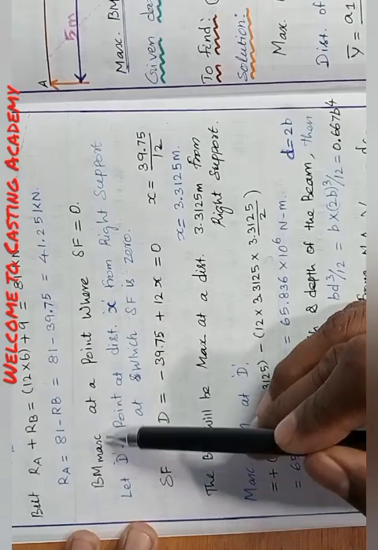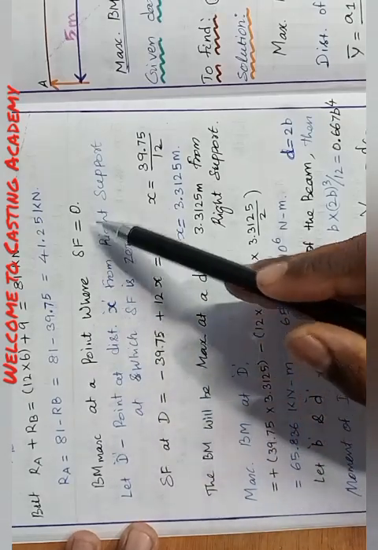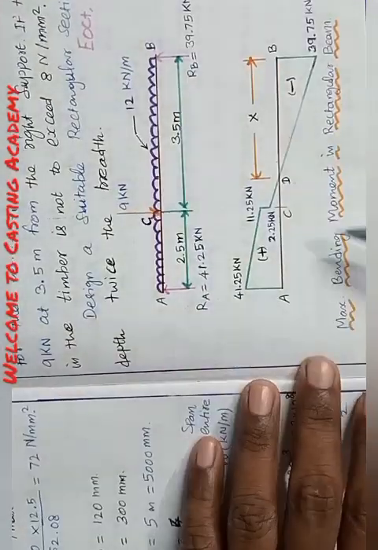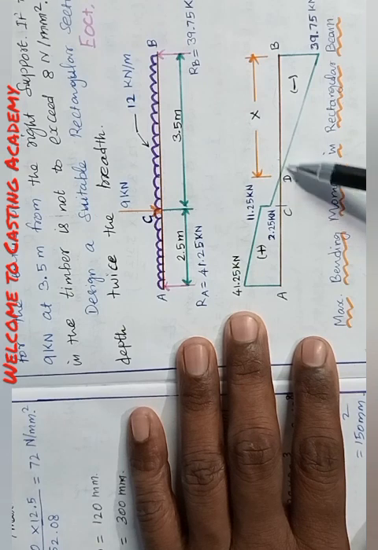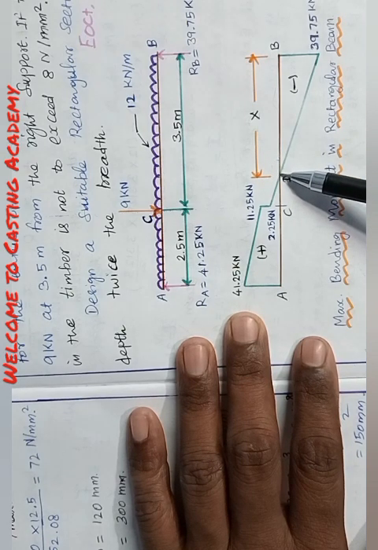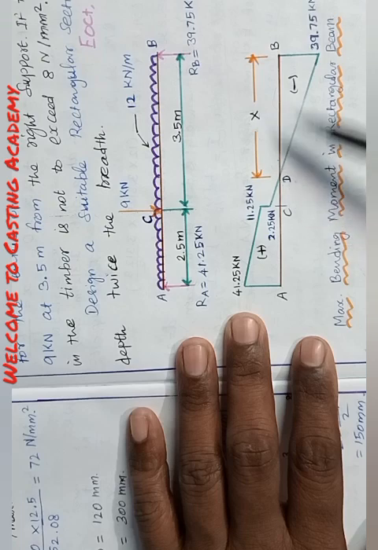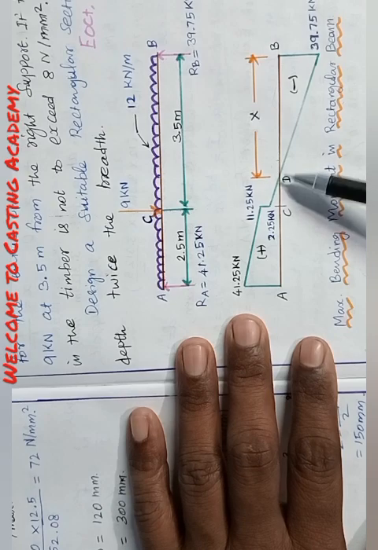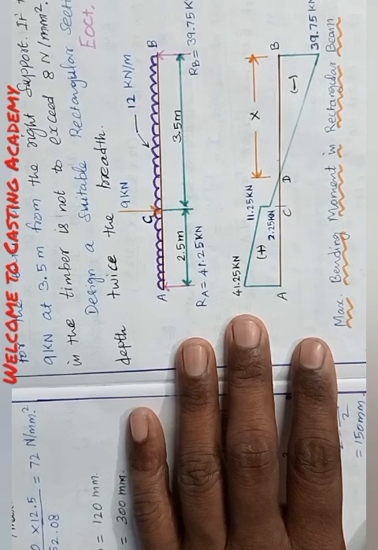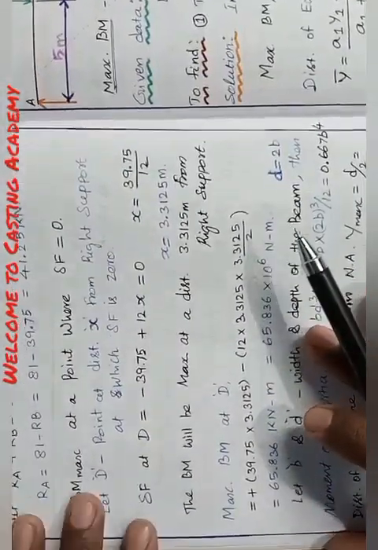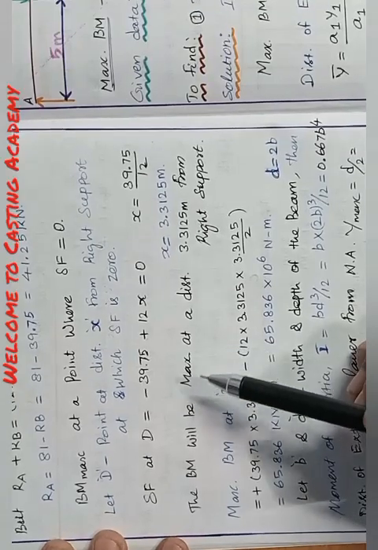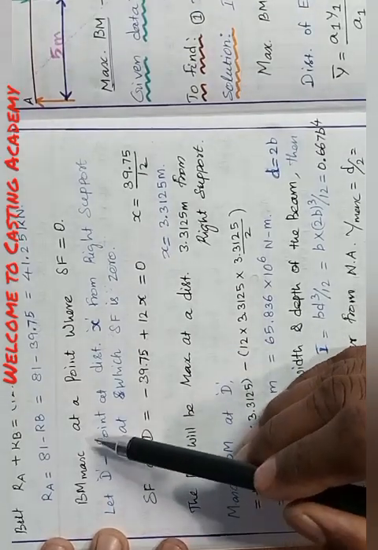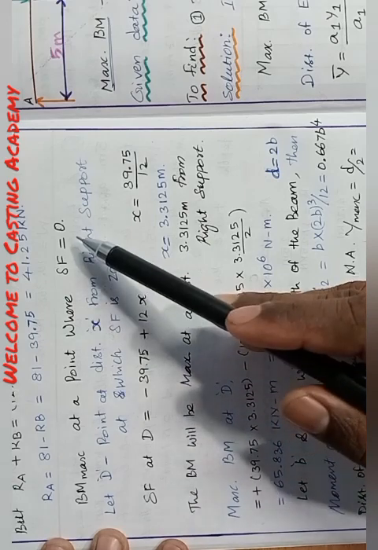Next, bending moment is maximum at the point where the shear force is equal to 0. Here in this case, you see, the bending moment is maximum where the shear force is equal to 0. So here is the point at a distance x from the right support. Here is the maximum bending moment. Shear force is 0 at maximum bending moment.